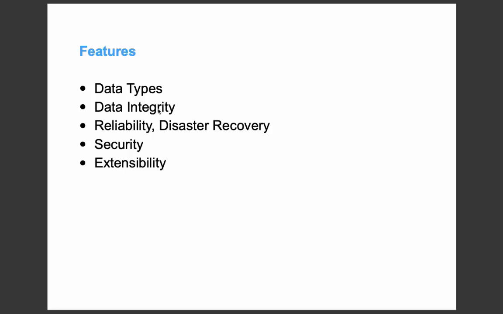Now, these are the main features of PostgreSQL. First of all, data types. It supports most of the data types, whether it is integer, float, string, character, varchar, or every type of data. Data integrity. As I told you in the ACID properties, all the transactions should be performed independently. It is reliable and provides disaster recovery. It also provides support for recovery. Security, it is secure, and extensibility means we can write our own custom functions and our own data types.